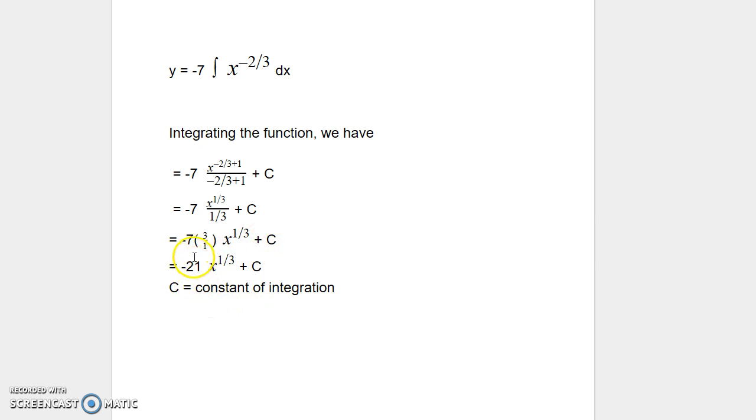When we simplify it some more, we have -7 times 3 is -21 times x to the power of 1 over 3 plus c, where c is the constant of integration. This is how we're going to solve indefinite integrals when we have radical terms and or exponential terms involved in the given example problems. In my next video presentation, we will be solving more examples related to indefinite integrals.